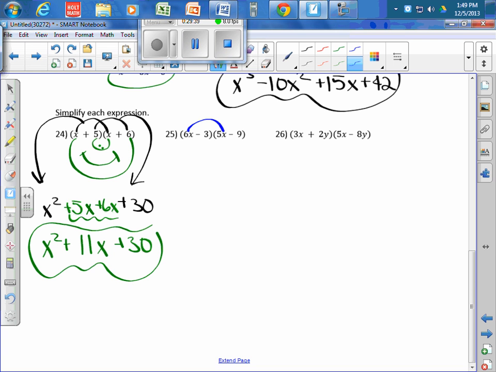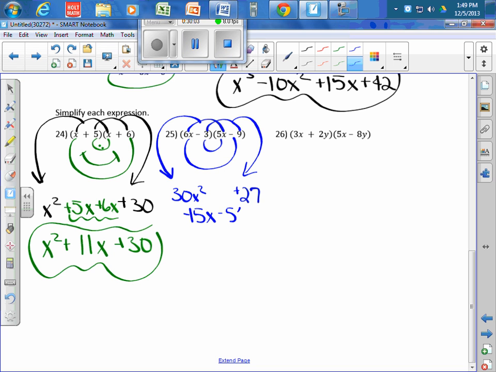6x times 5x, 30x squared. Negative 9 times negative 3, or negative 3 times negative 9, positive 27. I'm going to run out of room here. That's okay. Negative 15x, negative 54x. Final answer, the 30x squared. These two get combined, negative 69x plus 27.